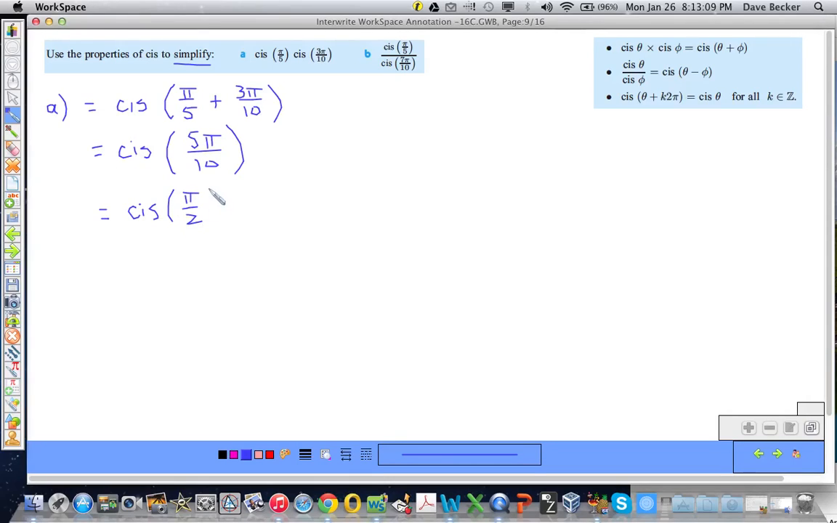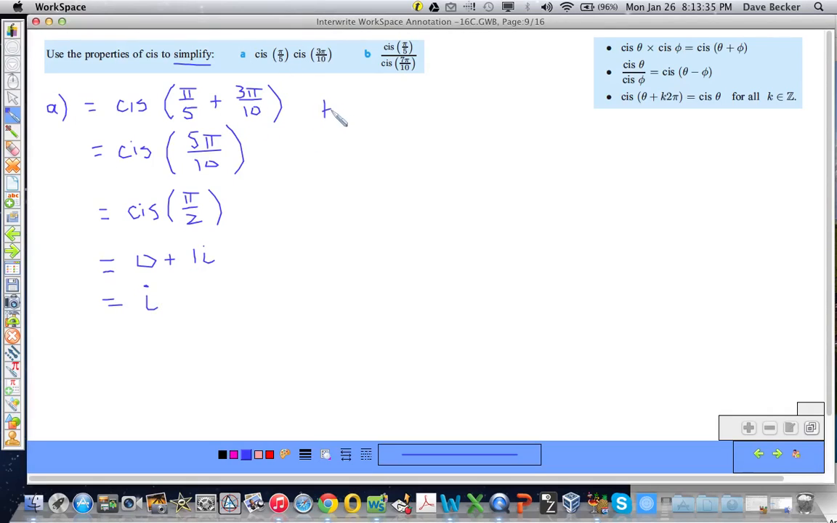Right? Okay. Remember, cis is cosine plus i sine. If you know your unit circle, you can crank this right out because this is cosine pi over 2, 0, plus i sine pi over 2, 1, times i, or 0 plus 1i, or simply equal to i. How about that? This is a lot simpler than this.